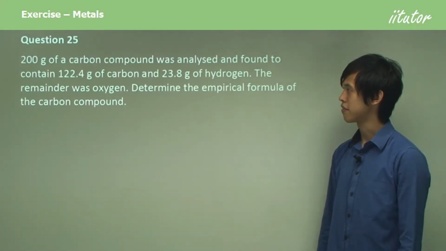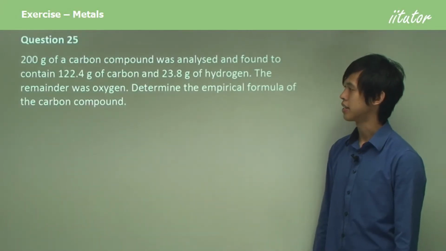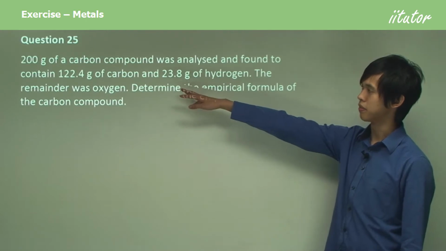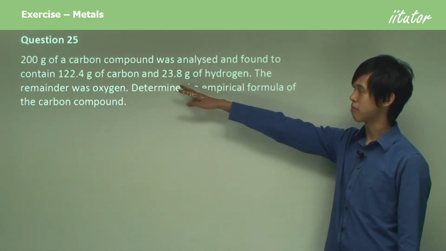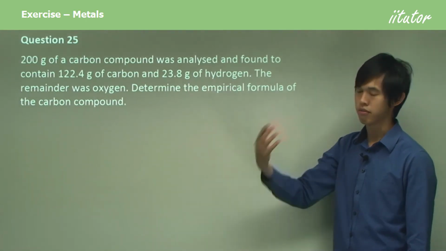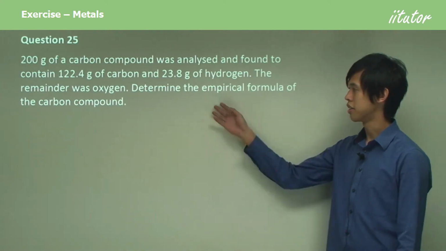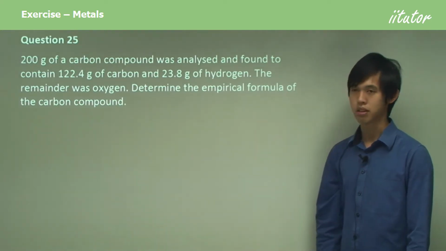So 200 grams of a carbon compound was analysed and found to contain 122.4 grams of carbon, 23.8 grams of hydrogen, and the remaining part was oxygen. Determine the empirical formula of the carbon compound.